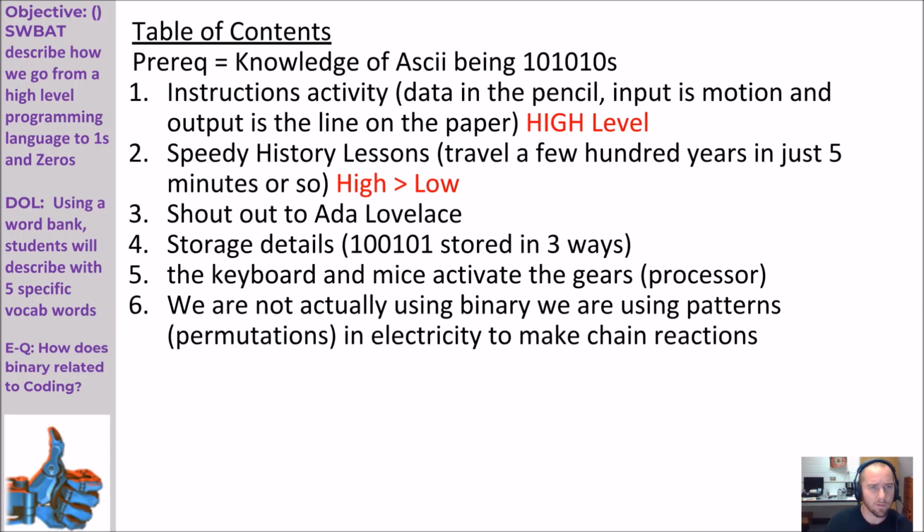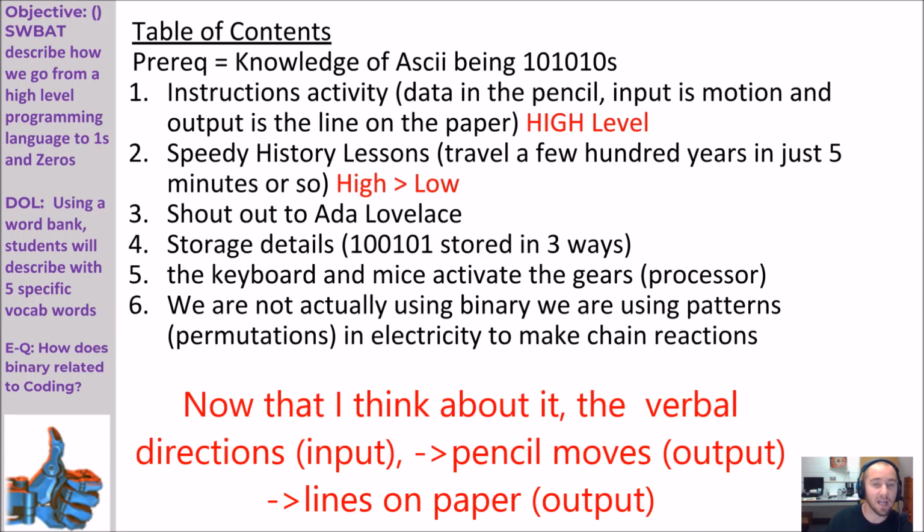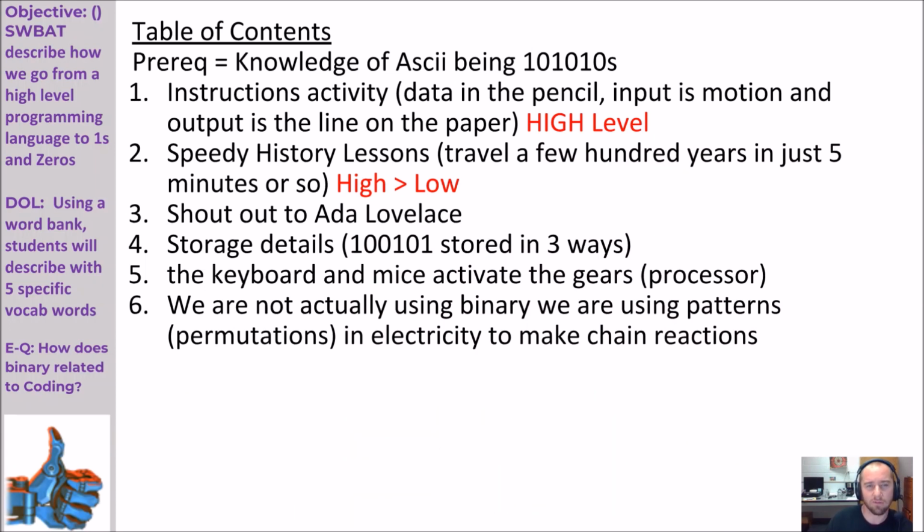Going forward here, the first thing we'll do is an instructions activity. So basically you can think of this like we're going to use the pencil to represent data. Your input is going to be the motion that is occurring after somebody tells you some directions. So that's a mixture right there. Somebody says something to you, the motion begins. This is the input. The output is the line that will be on the paper. Right here is the high-level language analogy that I'm making.